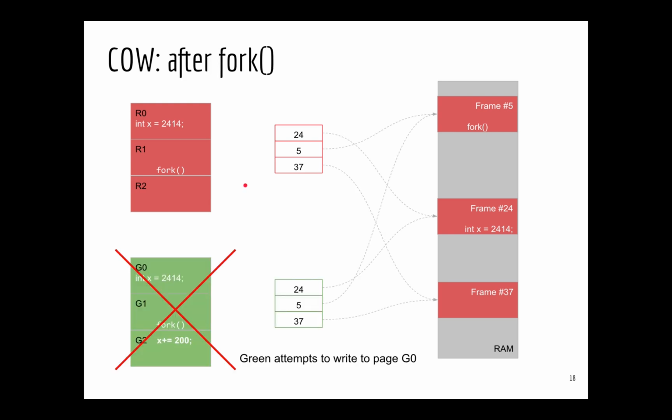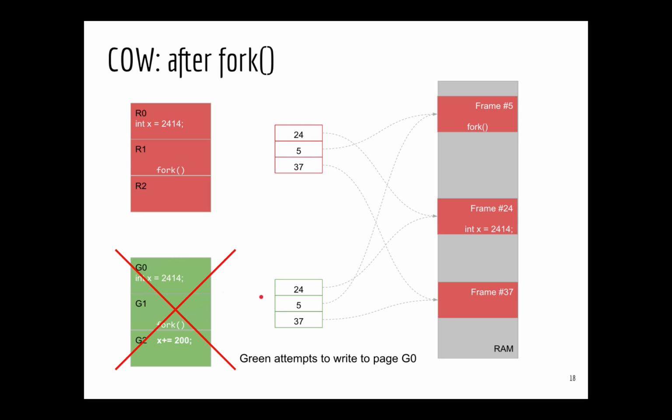Now let's say the red process issues the fork system call. In response to fork issued by red, the OS does not actually create a new process. This is why the green process is intentionally crossed out. Instead, the OS will do the following: update the process control block.